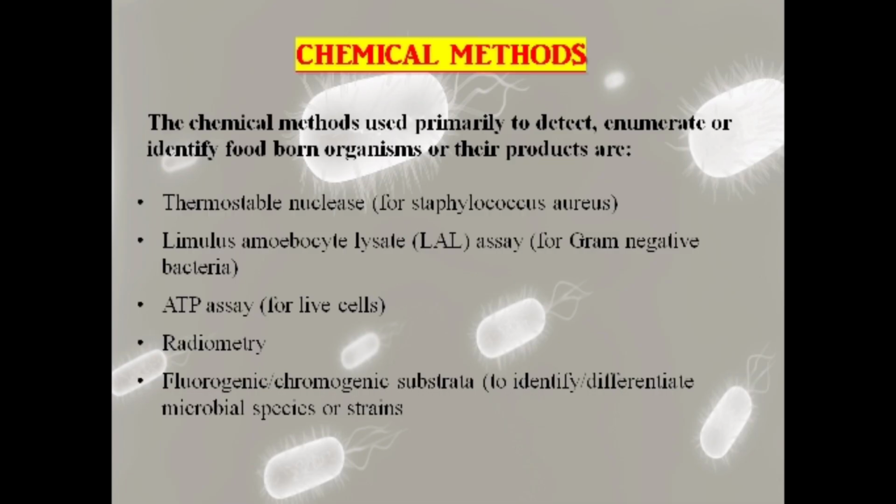Now the chemical methods. The chemical methods used primarily to detect, enumerate or identify foodborne organisms or their products are: number 1, thermostable nuclease; number 2, Limulus amoebocyte lysate assay for gram-negative bacteria. Then we have the ATP assay. Then we have radiometry, and lastly fluorogenic or chromogenic substrates.